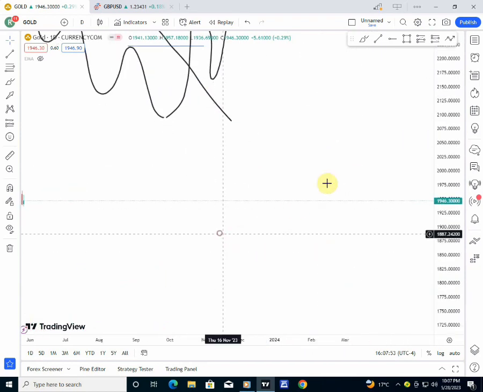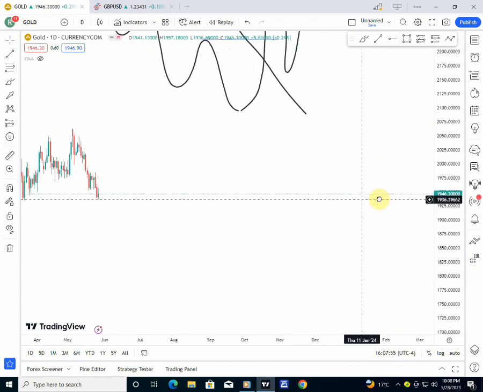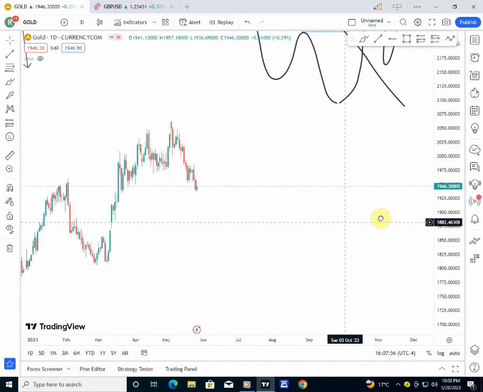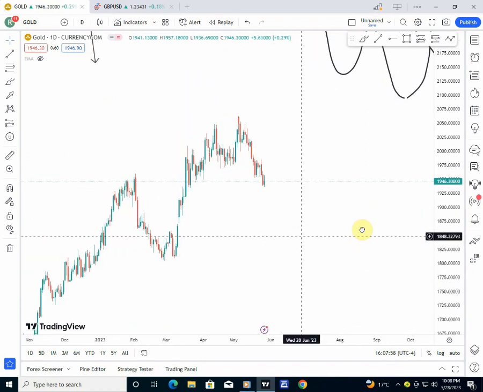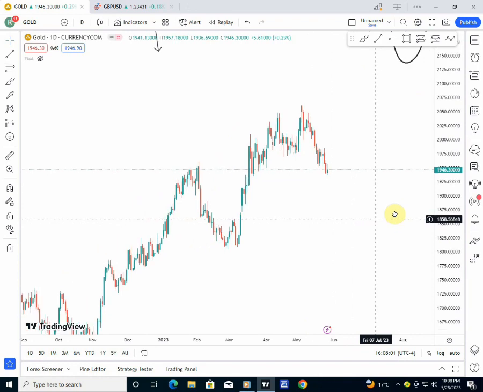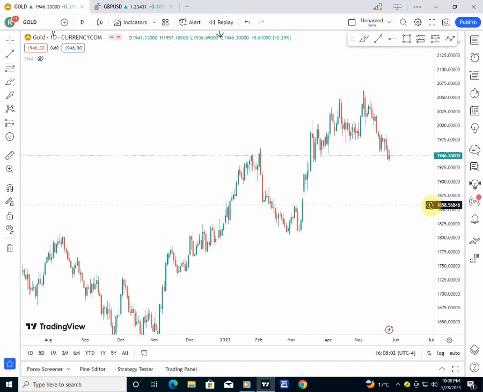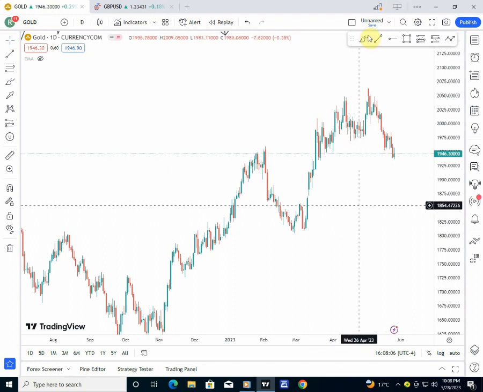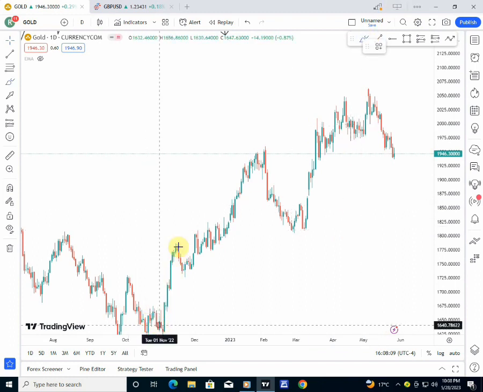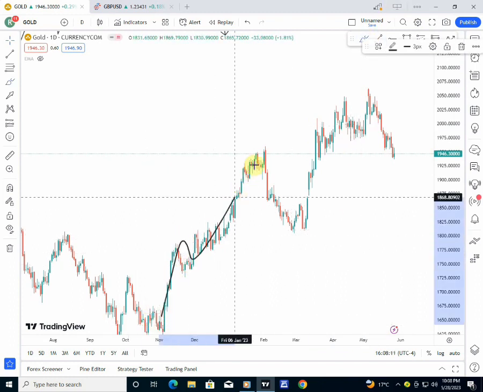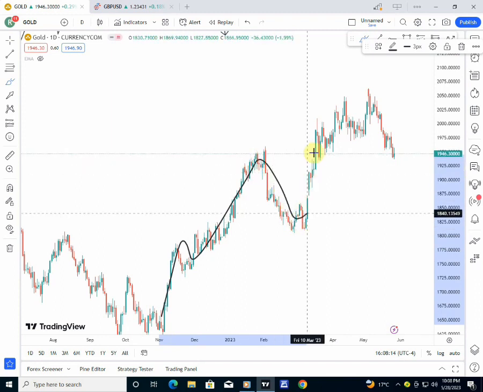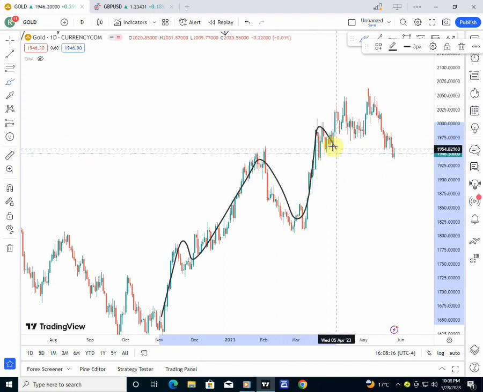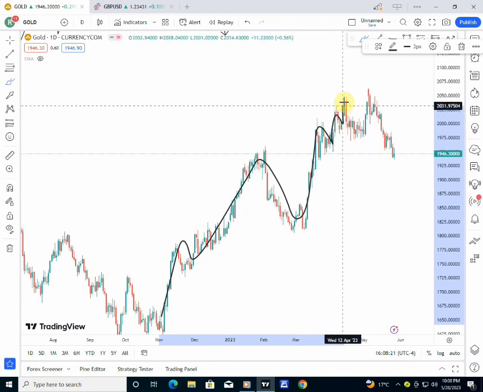Okay, so you can see we are on gold right here, and I'm on a daily time frame. Let me start with the daily time frame because I have seen a very nice example here. What we can see right here is that gold is in an uptrend. We can see an uptrend straight here, then something like this. It's a very beautiful uptrend.